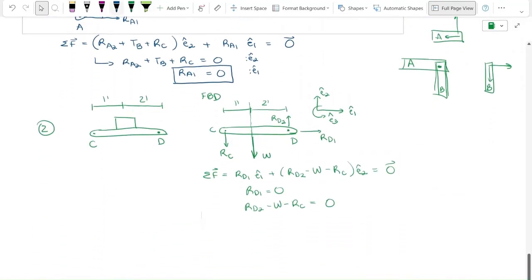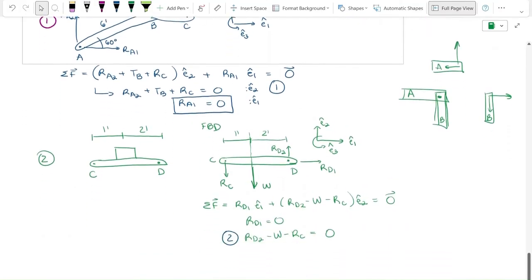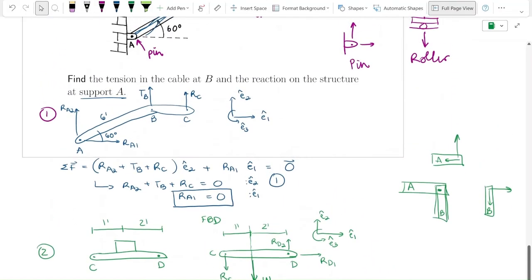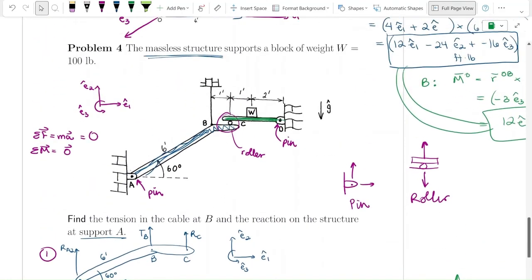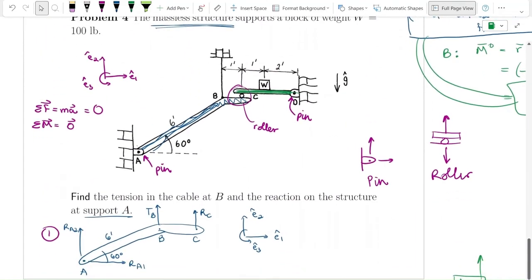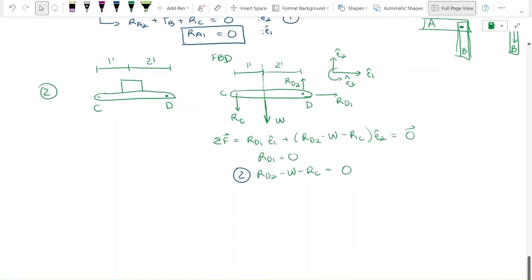So let's take a look at this expression and then this expression. So now we can start to apply moment stuff, right? Because we kind of need to. But how to do that? So let's look at the problem and think about how we can do this. So, okay, let's take the sum of moments about, let's see. Yeah, let's take the moments about point D, actually. I think that would be helpful.